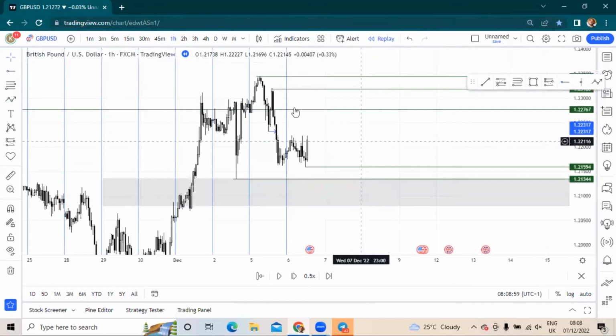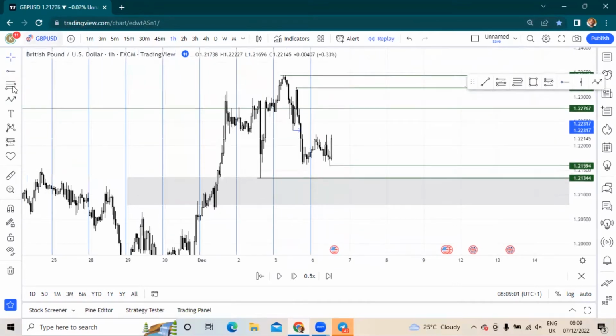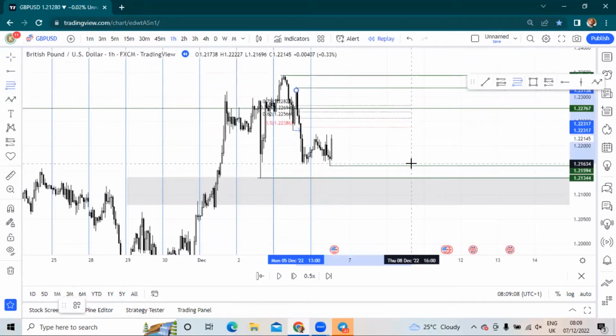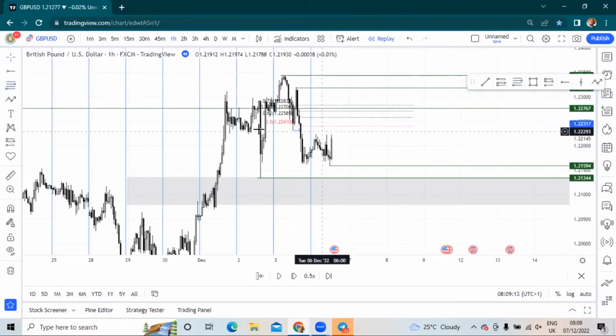So what I did was to draw my fib. Since we are seeing a bearish move, I'm going to draw my fib to understand the daily range. I'm going to draw from this high down to the low. Remember, it's from body to body of the candle. Wicks are not involved. So this red line is the 50% of this whole range. That's half of my range.